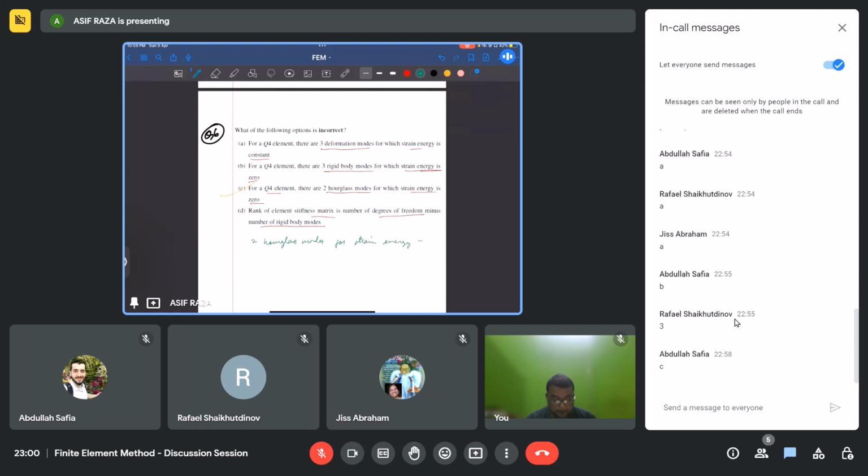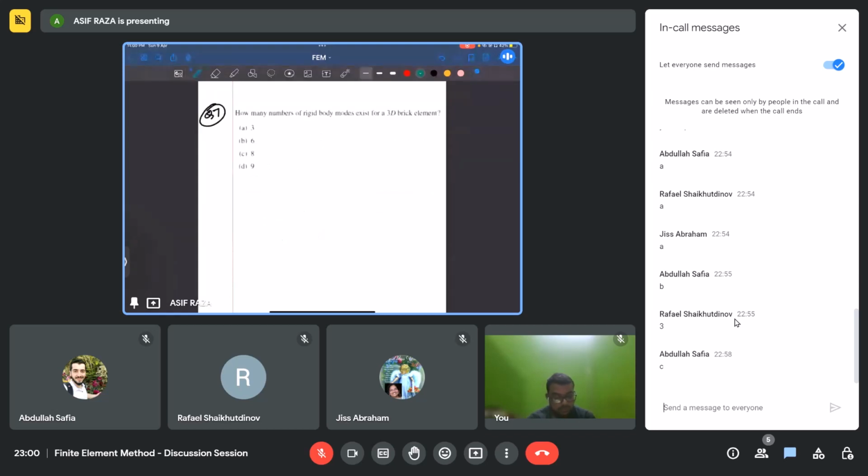Okay. Next question. How many rigid body modes exist for a 3D brick element? This should be quite easy for you all. How many rigid body modes exist for a 3D brick element? Options are 3, 6, 8, 9.